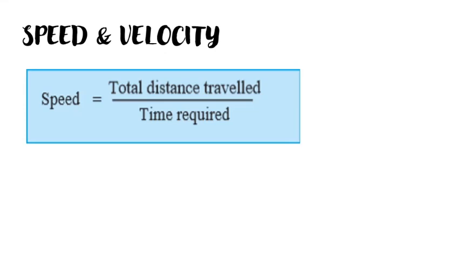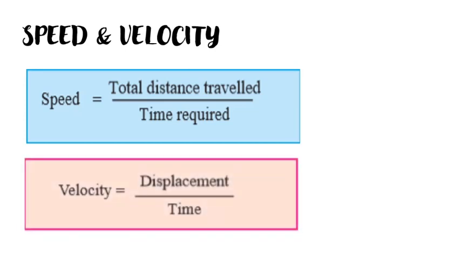So if we have to calculate the value for speed, then whatever was the total distance traveled by a particular object, we will divide that distance by the time that was required to cover that distance. And we will get the speed of that object. On the other hand, velocity is the displacement that occurs in unit time. So here, instead of distance, we have displacement. Whatever was the displacement of that object, we will divide that displacement by the time that was required to cover it, and we will get our velocity.